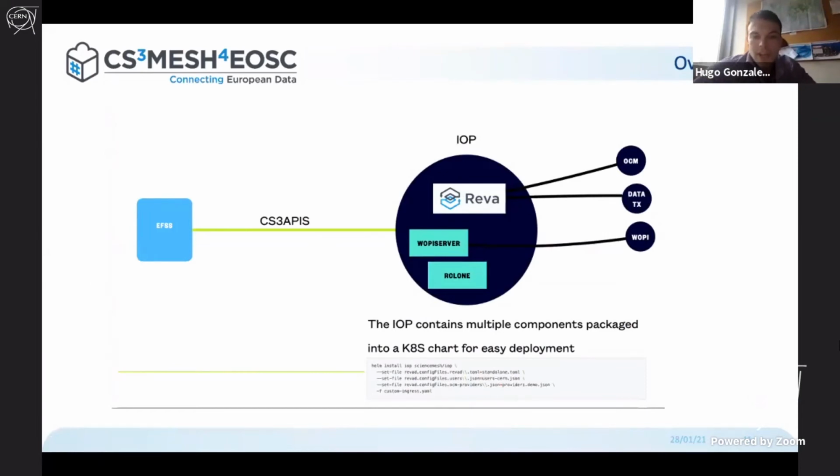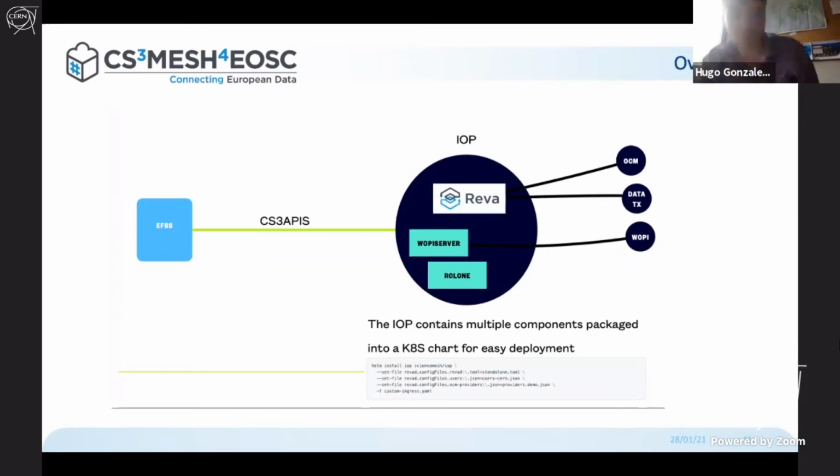Just a quick overview. So the IOP consists of different services. One of them is the Reva service, but it also contains services like WOPI, for example, for integrating with applications, and also Rclone for doing the data transfers. It's quite easy to deploy if you are used to Kubernetes. We package this as a Helm chart, so you just run these commands and you have the IOP working.